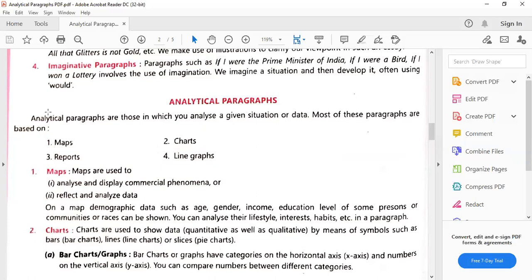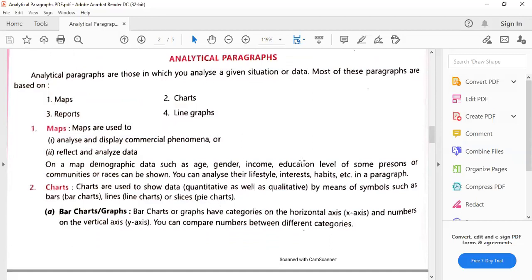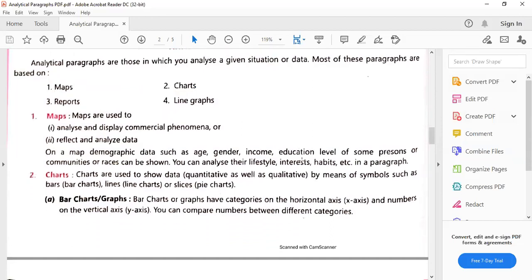Most of these paragraphs are based on maps, charts, reports, line graphs. Maps ये different type के आपके पास paragraph हो सकते हैं analytical, and they may be based on maps, charts, reports, and line graphs, or it can be on situation, any situation also. Maps are used to analyze and display commercial phenomena. कोई commercial चीज है उसके लिए maps बनाए जाते हैं.